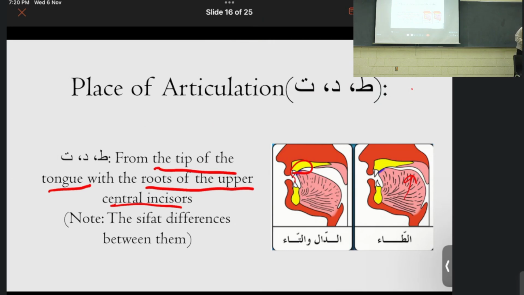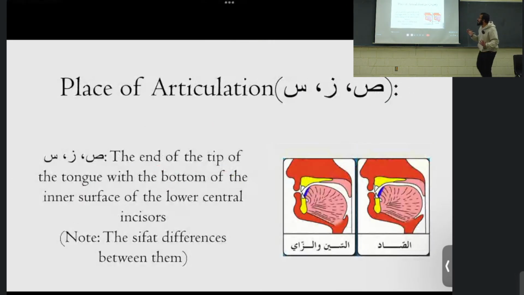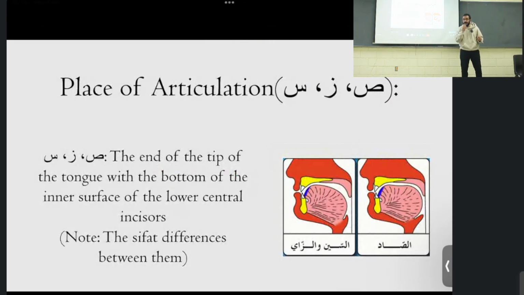Yeah? Okay. Sad, Zay, and Sin. I'm going really too quickly. Are we good? Everybody with me? I'm going a little too quickly, actually. Everybody's okay? Everybody with me? Okay. That's the second triplet right there.